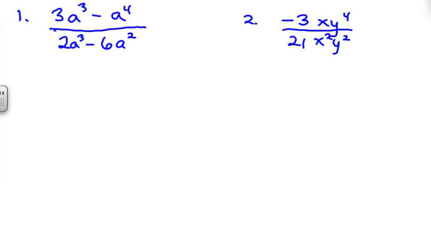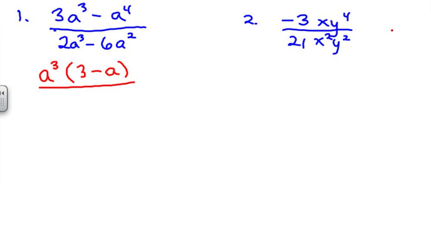Okay, so we're going to begin the review key. So this is problem 1 for test 2 review, and this is just a simplified problem. So what we want to do is factor each numerator and denominator. So here there's a GCF of a cubed. So take out an a cubed. That leaves you 3 minus a.